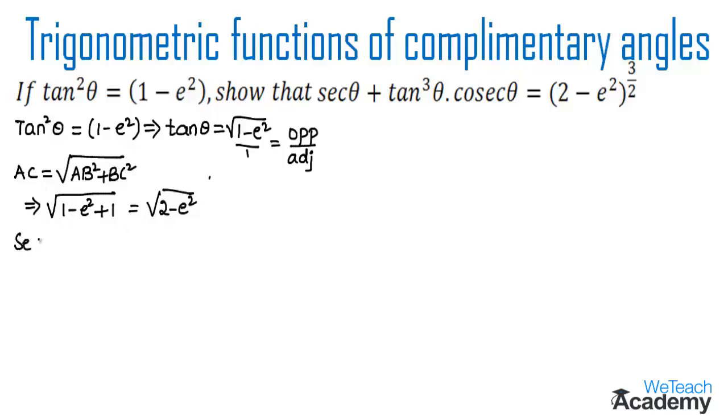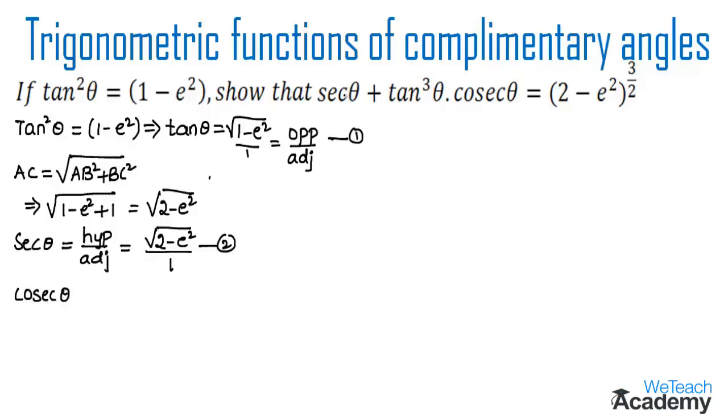And now let us find the value of secant theta. So secant theta is given by the formula, that is hypotenuse by adjacent. So here the value of the hypotenuse side is under root 2 minus E square divided by the adjacent side, that is 1. So the value of secant theta is under root 2 minus E square. Now let us name the value of tan theta as equation 1 and the value of secant theta as equation 2.